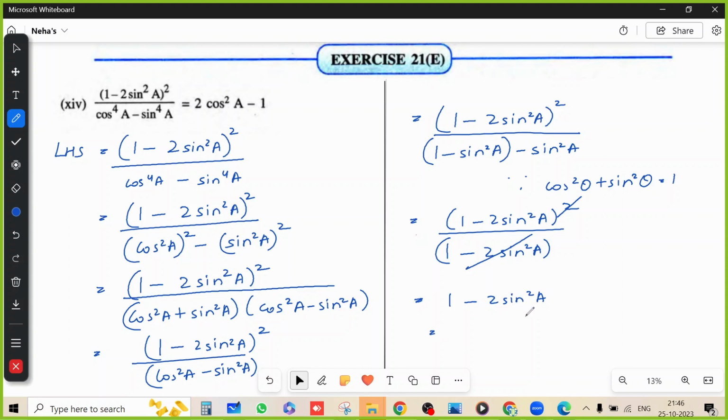Now 2 sine square A can be written as 1 minus cos square A by using the trigonometric identity. So it will become 1 minus 2 into (1 minus cos square A), which is equal to 1 minus 2 plus 2 cos square A, which is equal to 2 cos square A minus 1, and this is equal to the right hand side, and hence we have proved that the left hand side is equal to the right hand side.